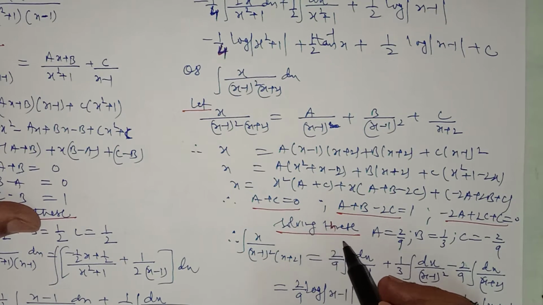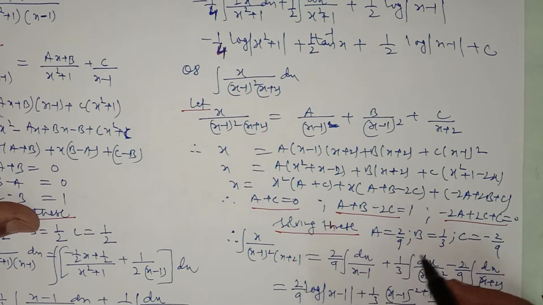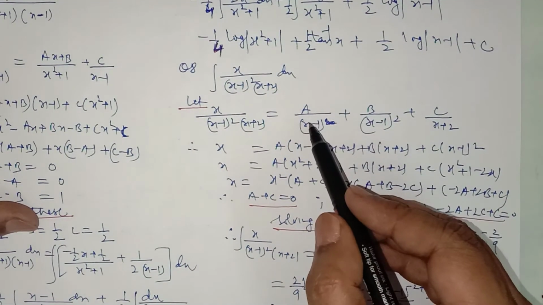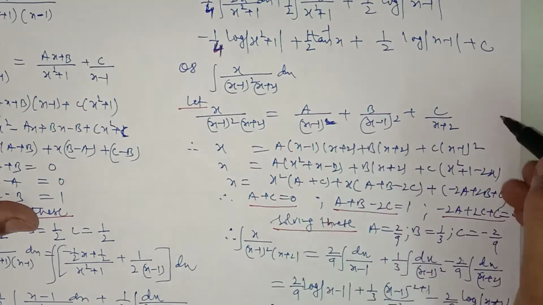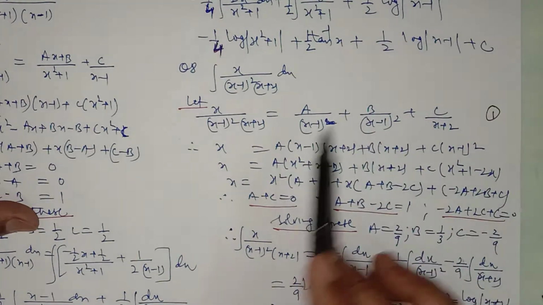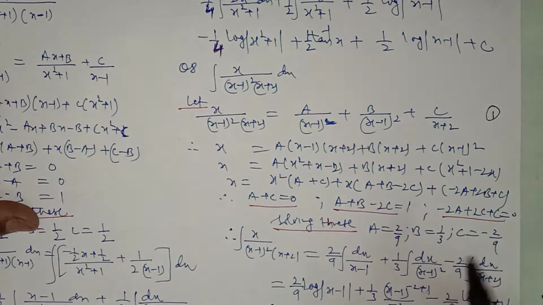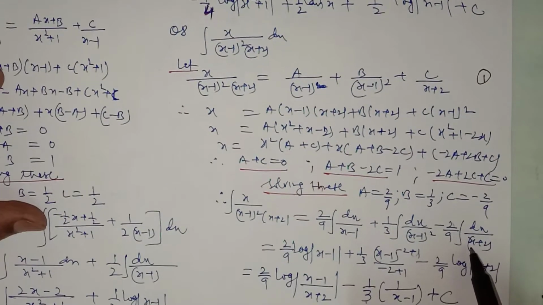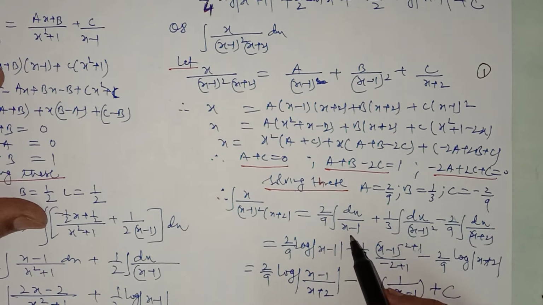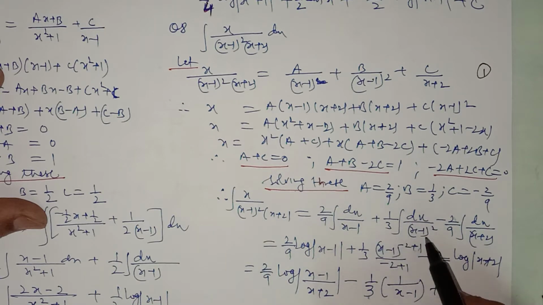I'm getting the value of A as 2 upon 9, B as 1 upon 3, and C as minus 2 upon 9. So put these values in step number 1, with A as 2 upon 9, B as 1 upon 3, and C as minus 2 upon 9 here. These are the three integrals you have to do. This is simple: the integration will be log of modulus x minus 1. This is half, 1 upon (x minus 1) whole square.